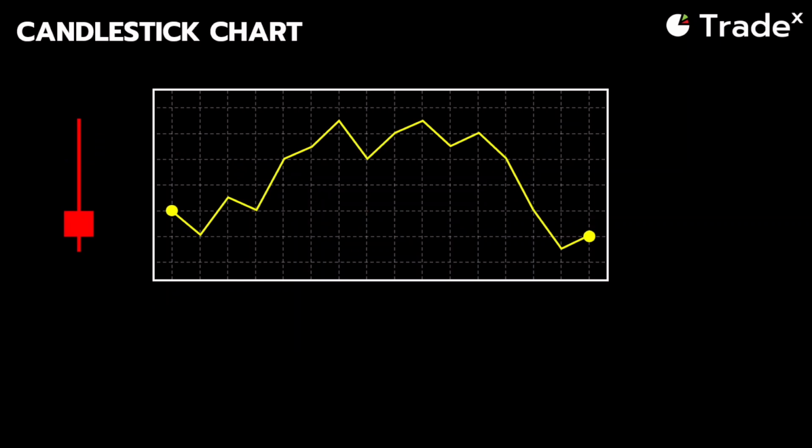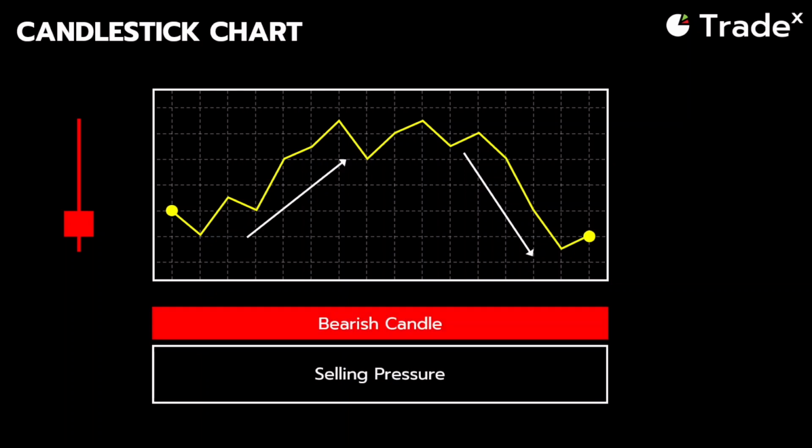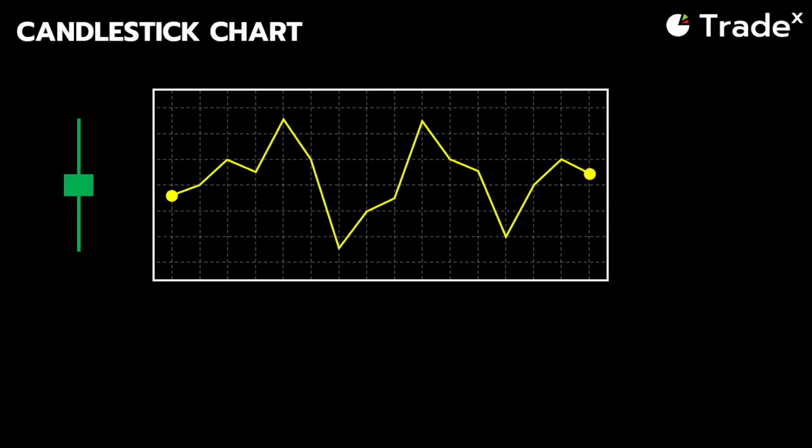Similarly, if a candlestick has a very long upper wick, it shows that the price rises significantly early in the day, but then falls by the end of the day. This indicates that while buyers initially pushed the price up, sellers were able to drive it back down, reflecting strong selling pressure.